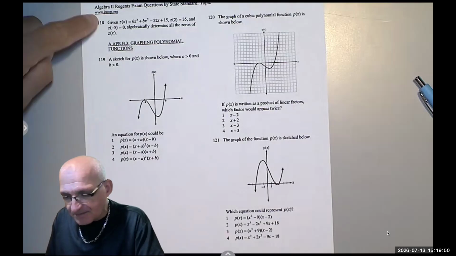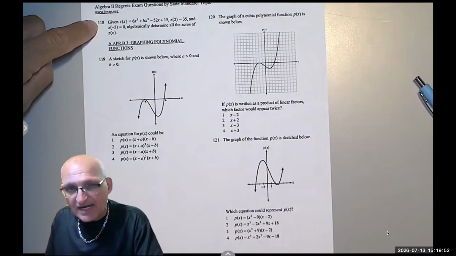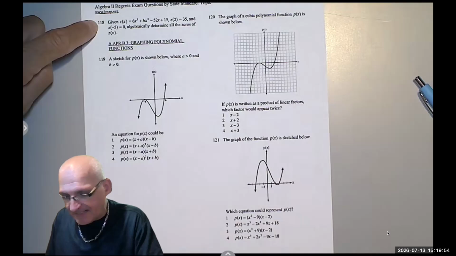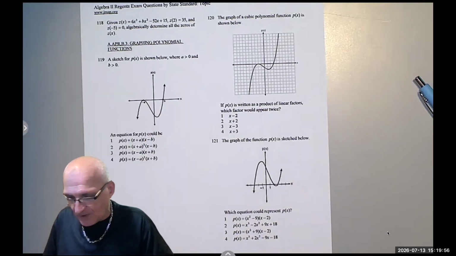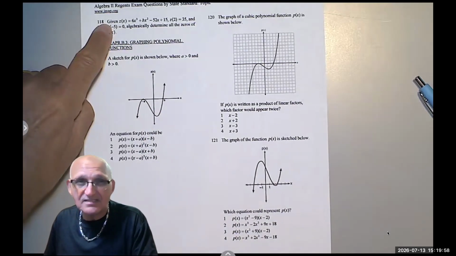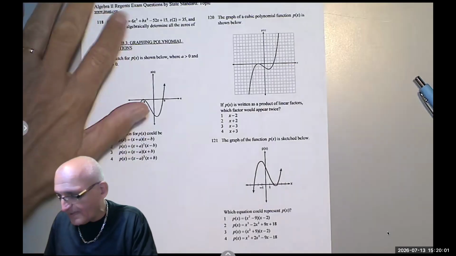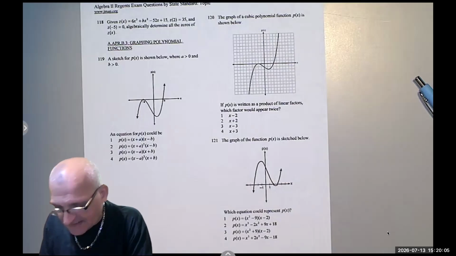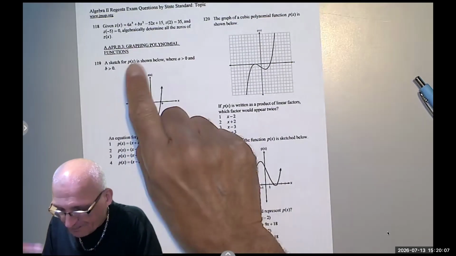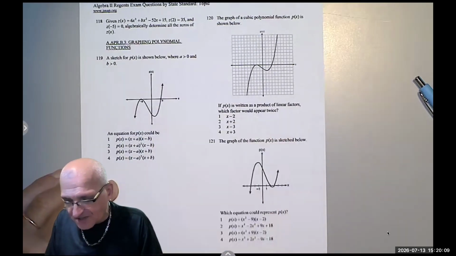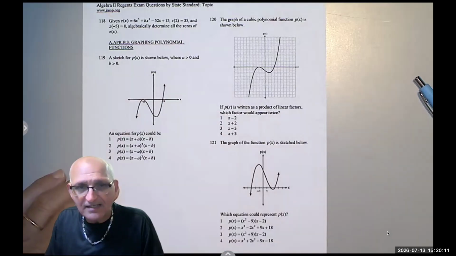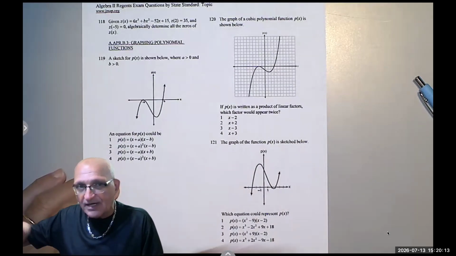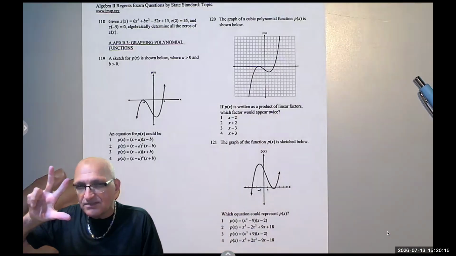I'm going to leave the number 118 for now for a second and then move to the next one because this one is not it. This is about factoring. So I'll go back to it. This is a review of last time. But if you go to 119, it says a sketch for p of x, which is this function. What is the degree of that? Two curves, degree is 3, right?